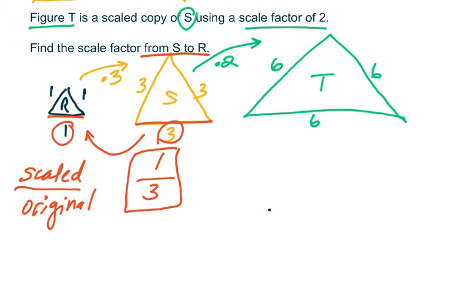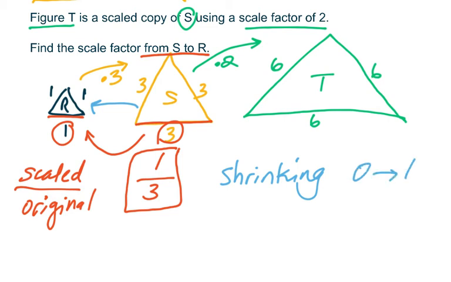Now this makes sense to me because I was expecting a shrinking scale factor. I was expecting that because I can see that triangle S is larger than triangle R, and so I was expecting a scale factor between 0 and 1. And that's what we have. So I have confidence in my answer.